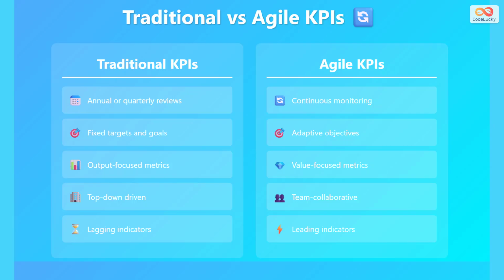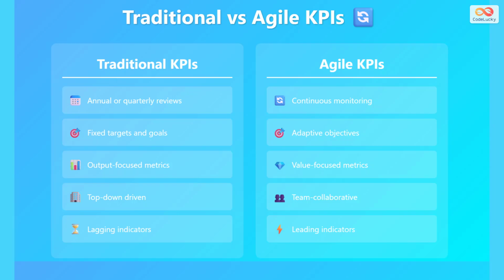They often feature fixed targets and goals that don't adapt to changing circumstances. Traditional metrics tend to focus on outputs, such as features delivered or hours worked, rather than actual value created. They're usually driven from the top down and rely heavily on lagging indicators that tell you what already happened.